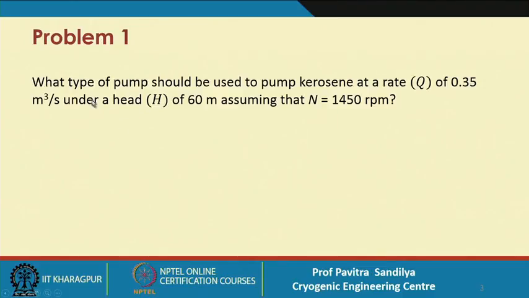First we come to this problem, where we have to decide what type of pump should be used to pump kerosene at a rate of this and to produce a head of this much with a pumping speed of this. So, we have been given the capacity, the head developed by the pump and the rotational speed. We have to decide what type of pump is to be used.